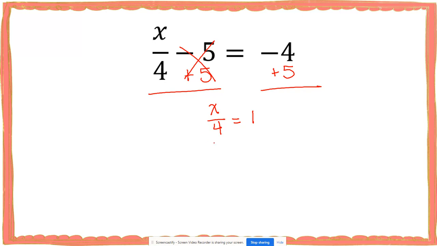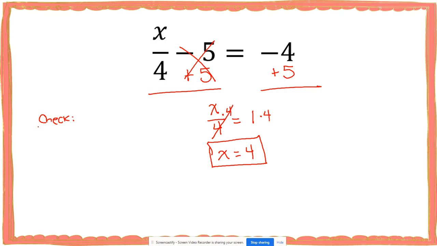Now I still have 4 with my x, so I need to get rid of my 4 by multiplying by 4 on both sides, because multiplying is the inverse of dividing by 4. So these 4's will combine to make a quantity of 1, and 1x just leaves me with x. Then 1 times 4 gives me 4. So I'm going to say that x is equal to 4.